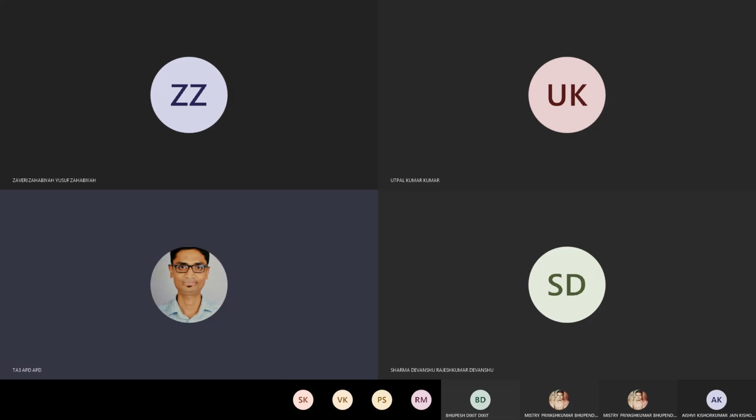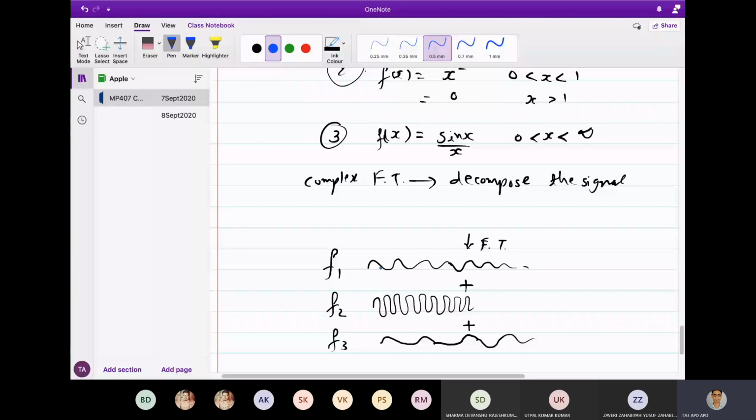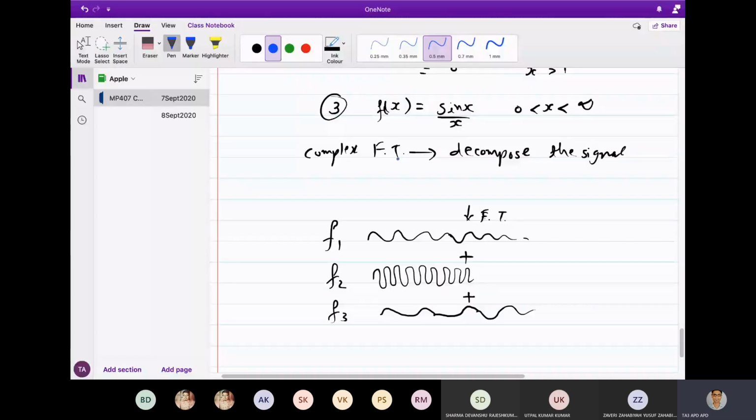Some examples for the assignment, and at the end we briefly looked at how this Fourier transform is useful in the analysis of a signal. So today we'll watch one video as well, and we'll see what the physical significance of this is.